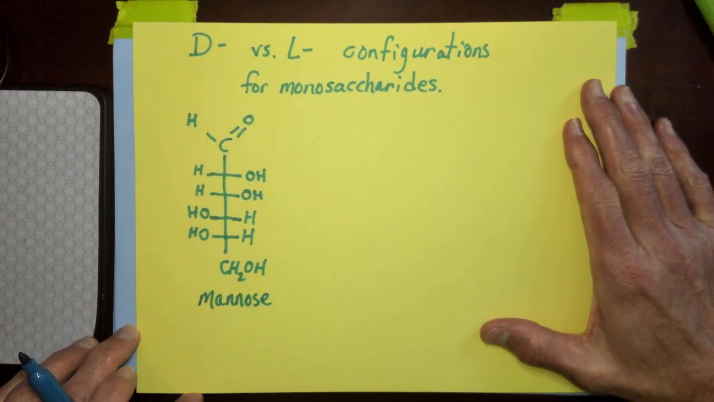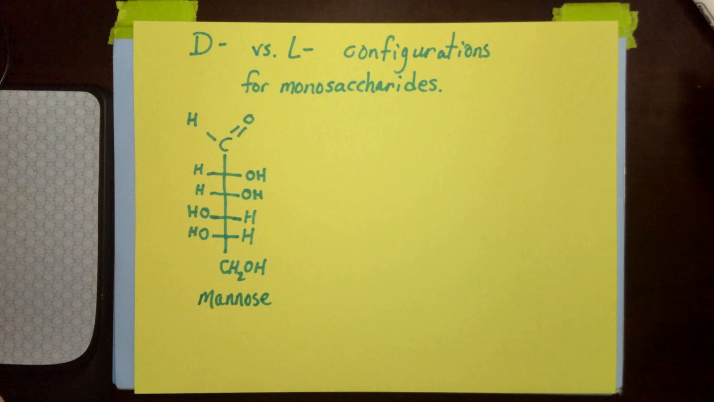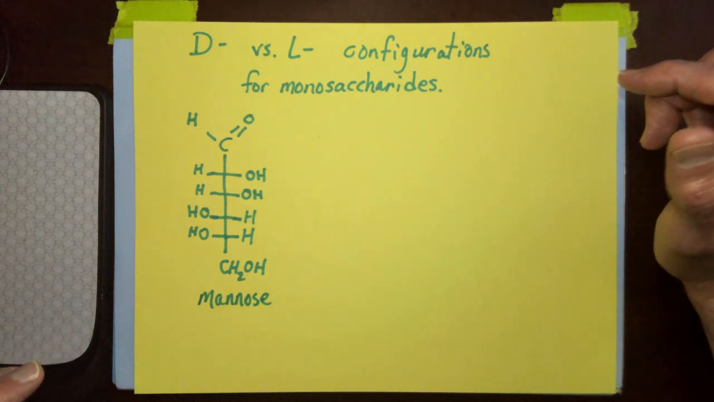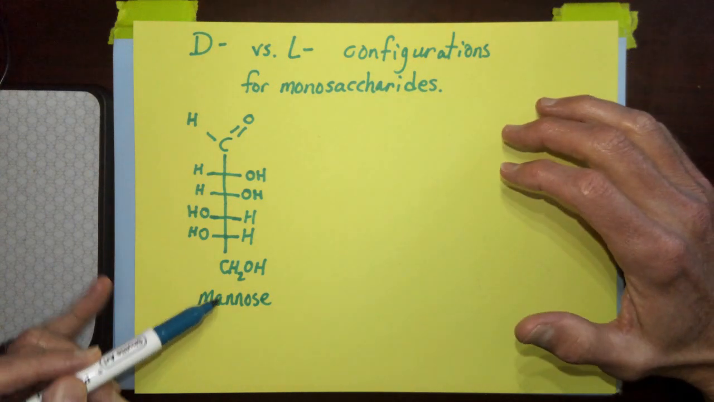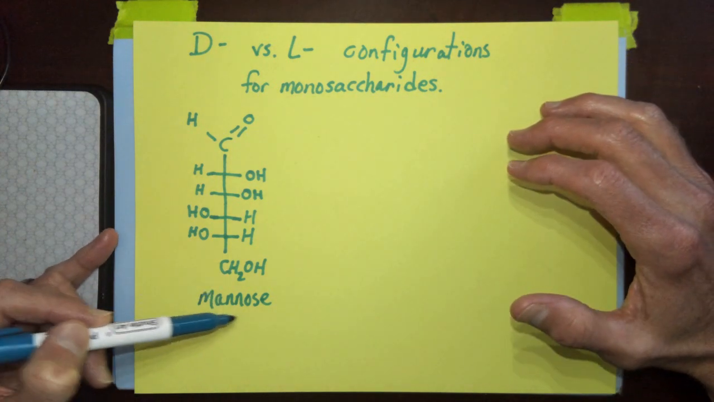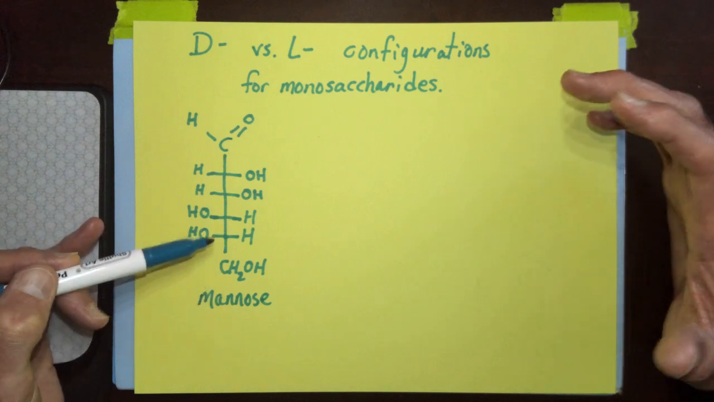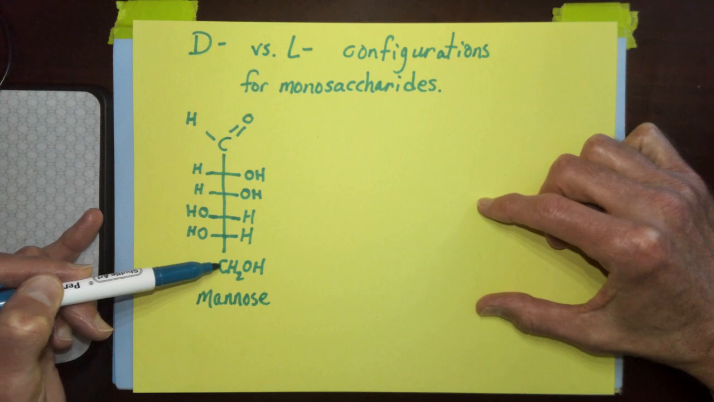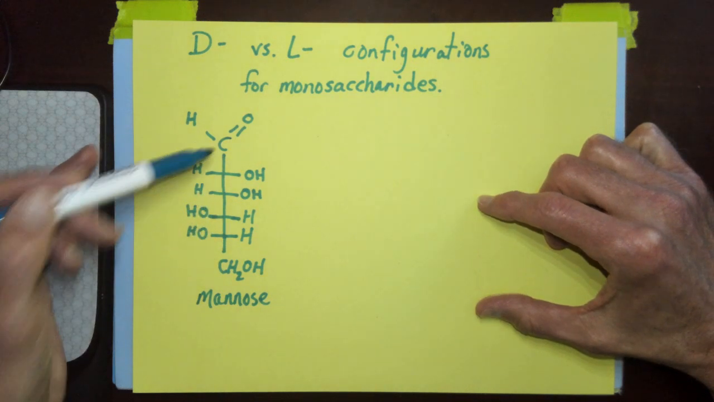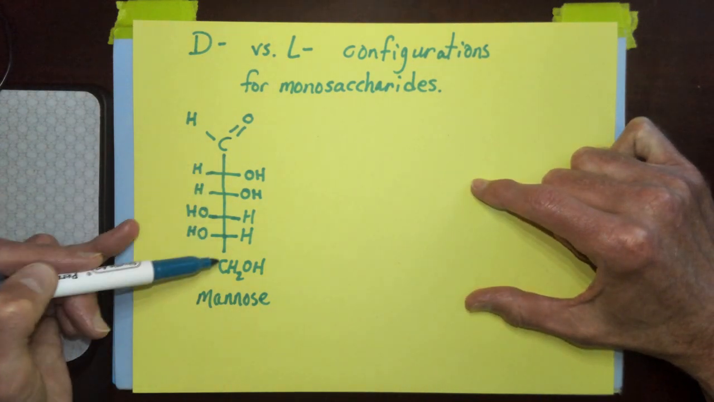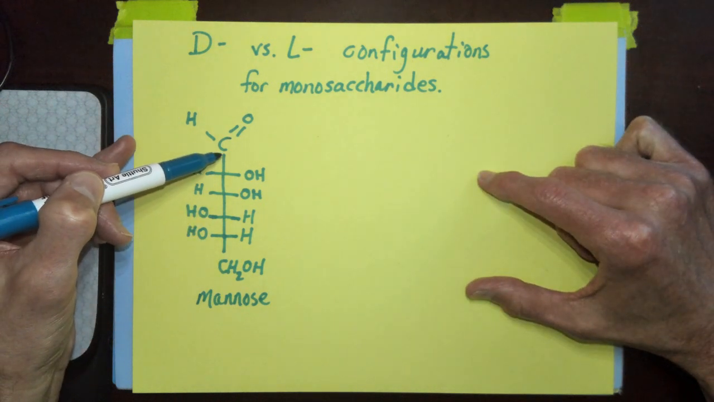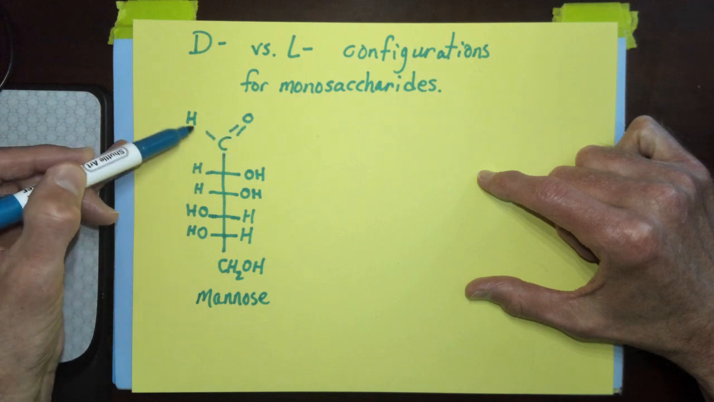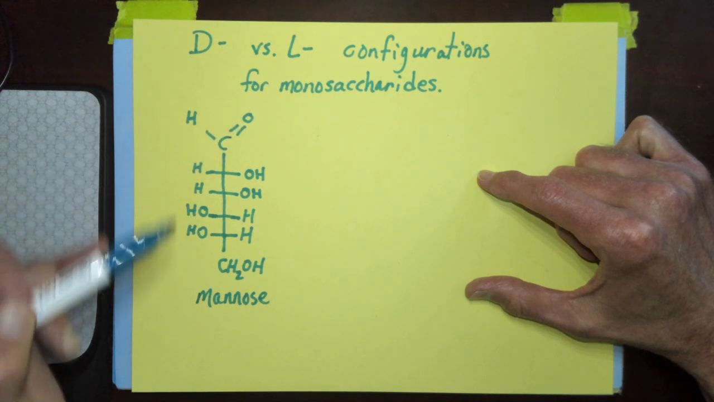Let's take a look at monosaccharides and how we determine whether they're in the D or the L configuration. What I have drawn here is monos. Again, it's a simple carbohydrate monosaccharide. It has 1, 2, 3, 4, 5, 6 carbons in that chain. It's what we call an aldose, because it's got the aldehyde group here at the end.